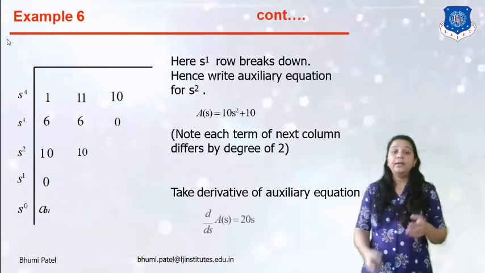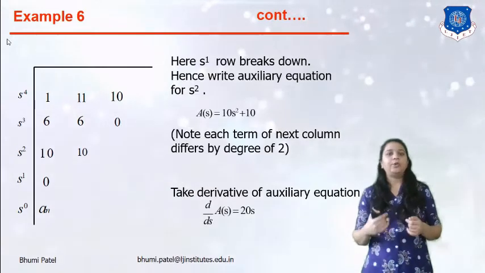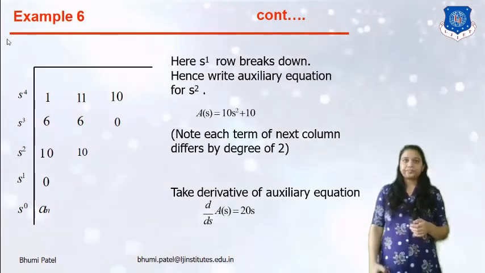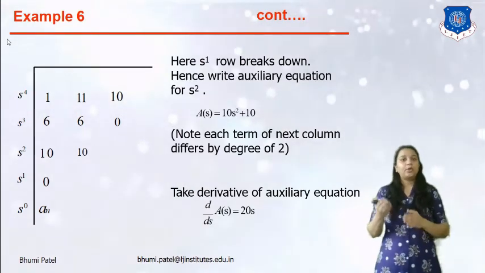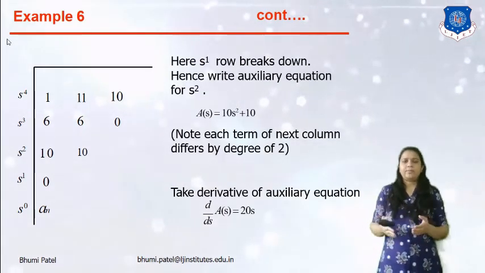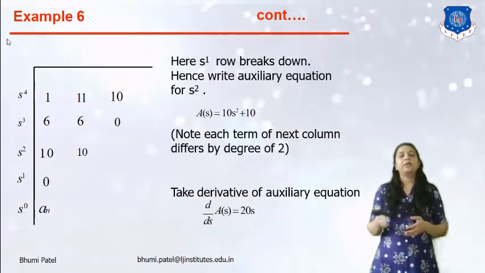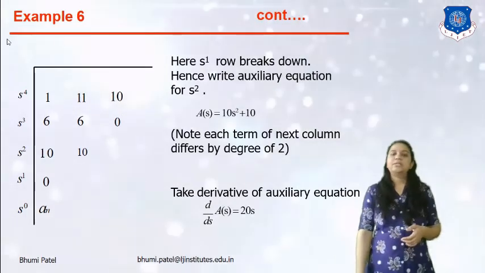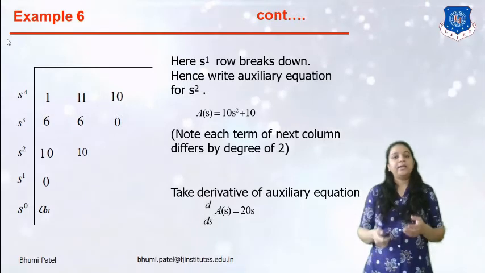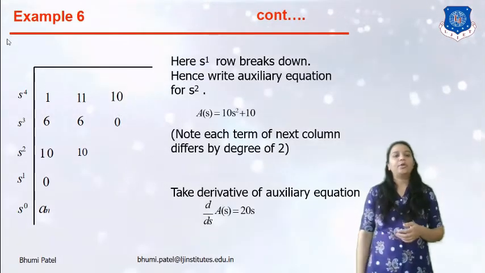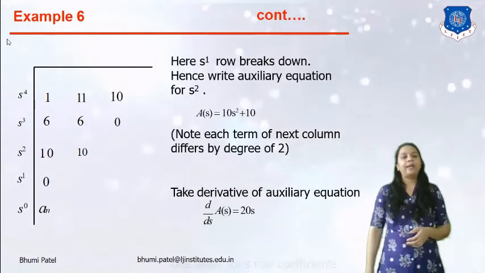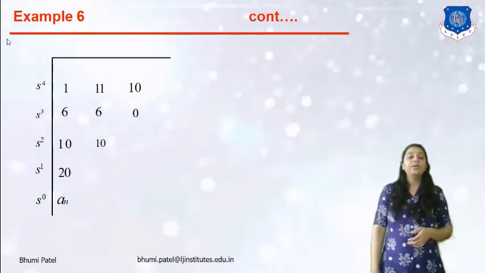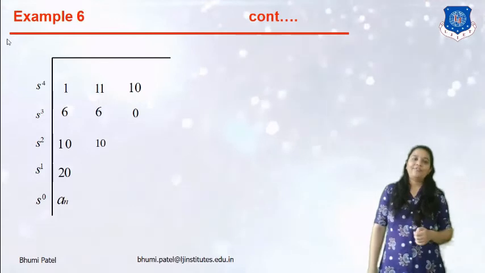Now we can take the derivative of the auxiliary equation. So dA(s)/ds, where A(s) is equal to 10s square plus 10. The derivative of 10s square is 2 into 10, that means 20s, and the derivative of the constant term is 0, so we get dA/ds equal to 20s. So we can replace this 20 into the Routh table, and we get this type of table.